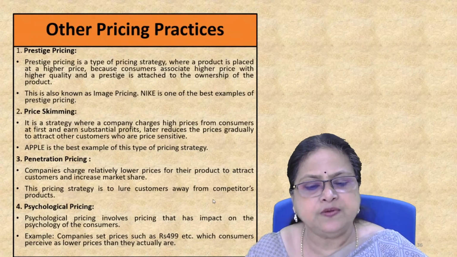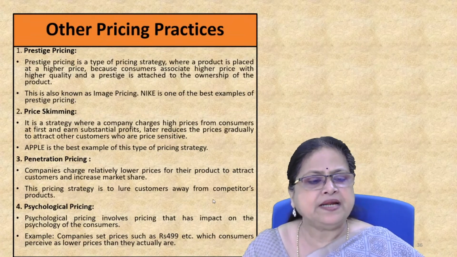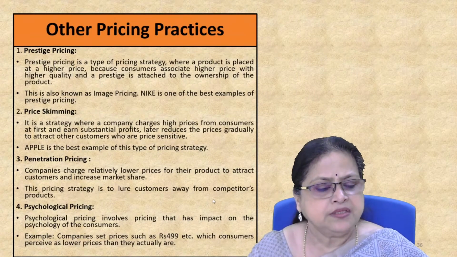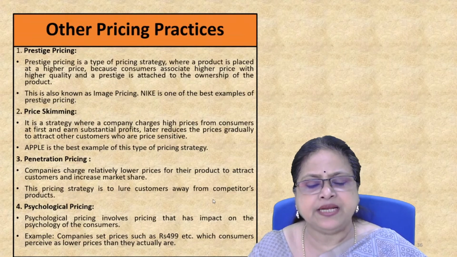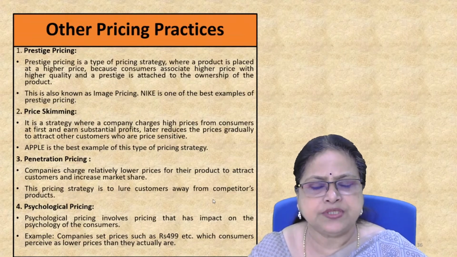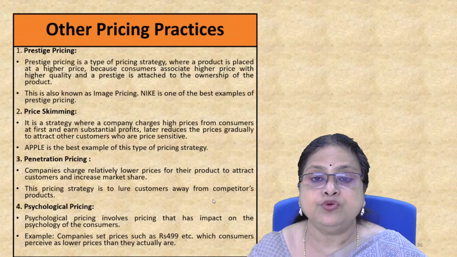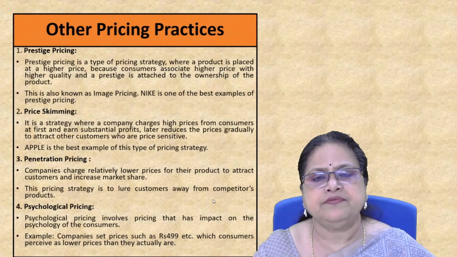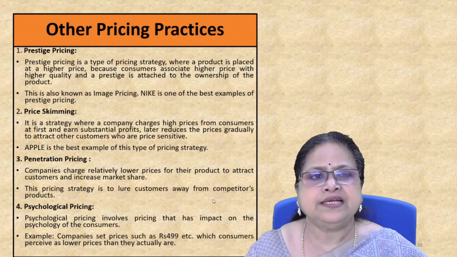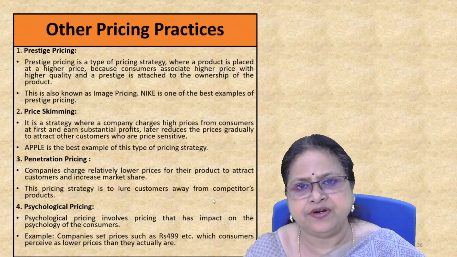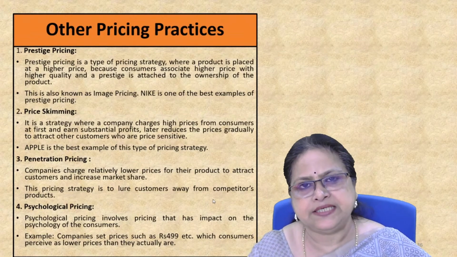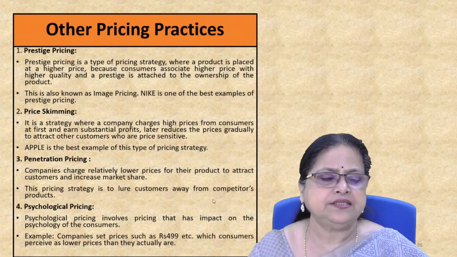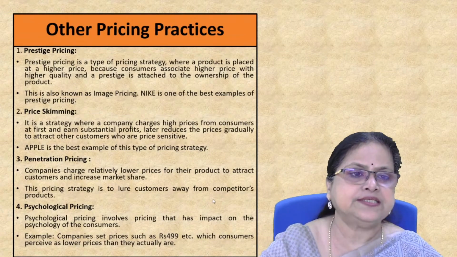Psychological pricing involves pricing that has an impact on the psychology of the consumer. The popular example you can take is Bata shoes. I don't know about nowadays, but when you go to the market, shoes will be 499 rupees per pair or 599. You think that you are paying something like 500, but actually you are paying 600. That is the strategy that is known as psychological pricing.